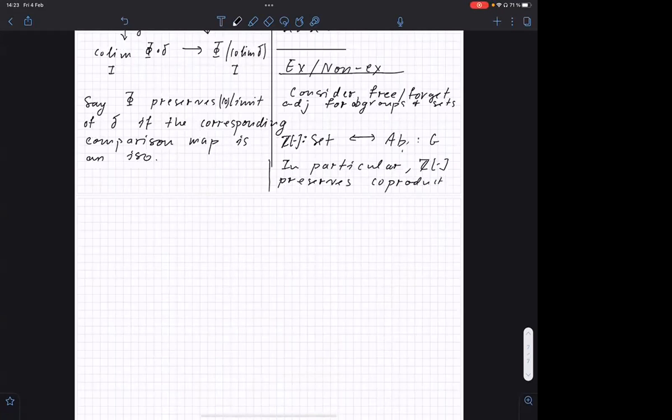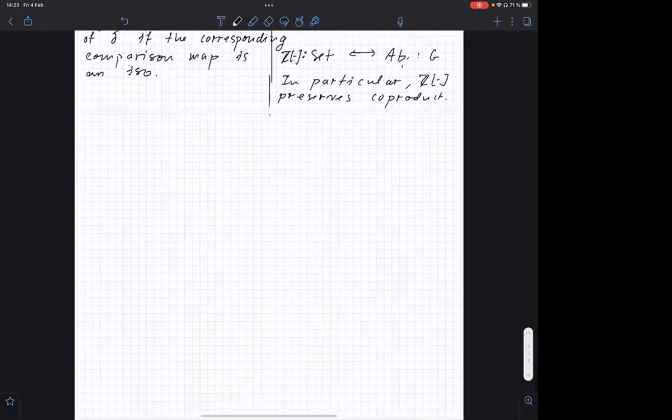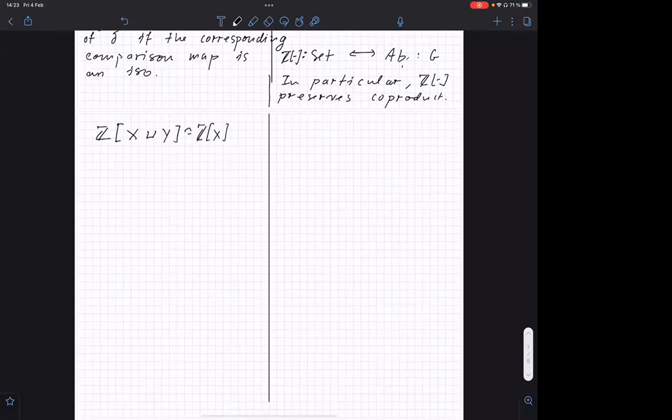What is the coproduct of abelian groups? It's just the direct sum. What is the coproduct of sets? It's just the disjoint union. So we're saying that if I take the free abelian group on the disjoint union of two sets, then that is the direct sum of the free abelian group on X plus the free abelian group on Y. Okay, and you could check that by hand.